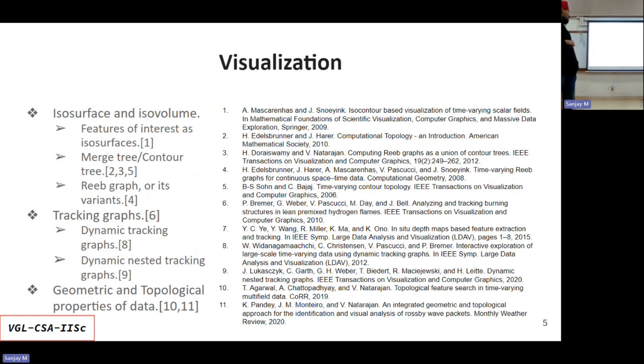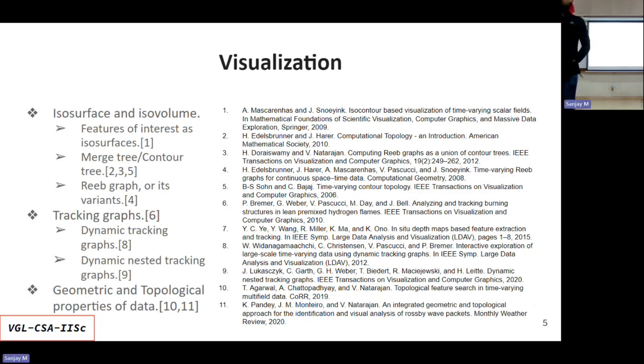There are studies that use these isosurfaces and isovolumes to track some sort of topological feature from a data set over time. We have merge trees, contour trees, and Reeb graphs, which depend on such isosurfaces and isovolumes and help track features over time. We also have something called a tracking graph.